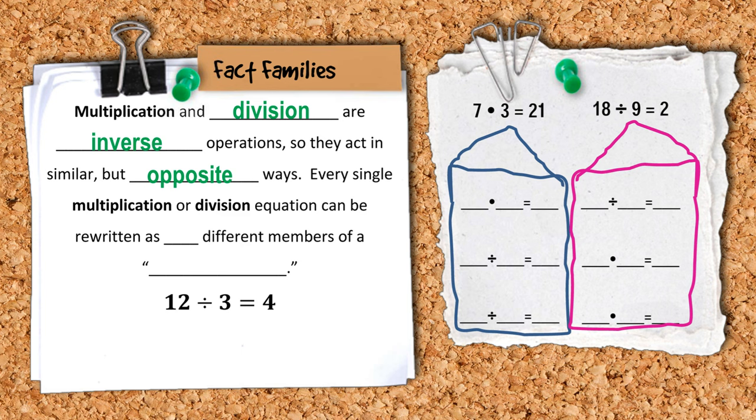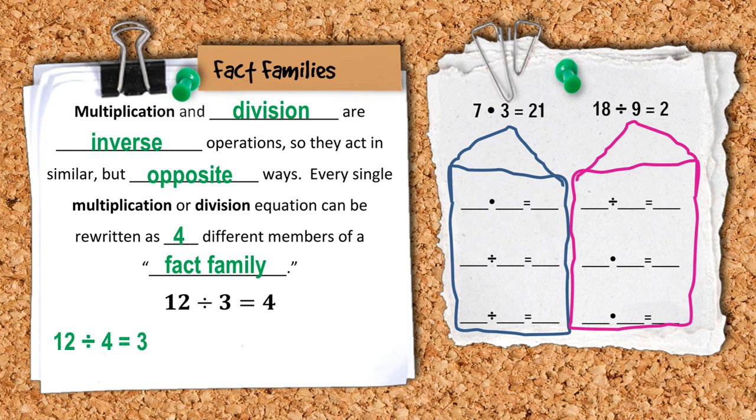Every single multiplication or division equation can be written as 4 different members of a fact family. So let's take 12 divided by 3 equals 4. That's one of the members of our fact family. I could also, instead of taking 12 and breaking it into 3 equal groups, take 12 and break it into 4 equal groups.